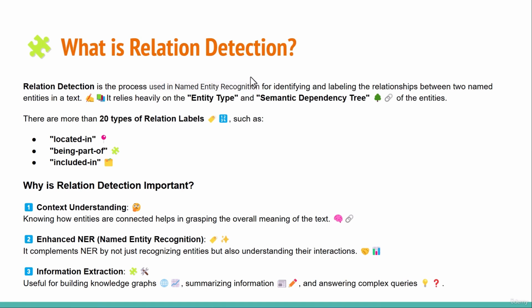So why is relation detection important? First and foremost, for context understanding. This helps us find out what relation exists between the entities. This also helps us understand the overall meaning of the paragraph.